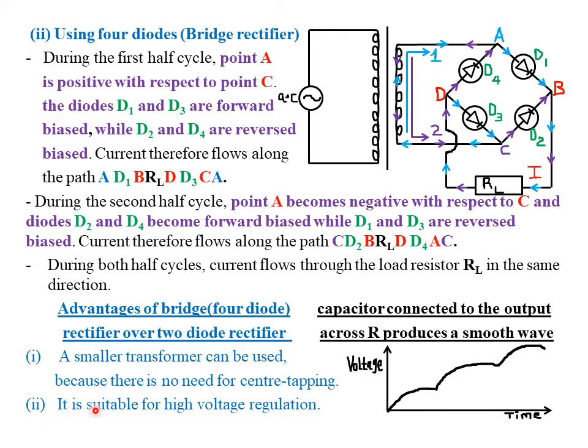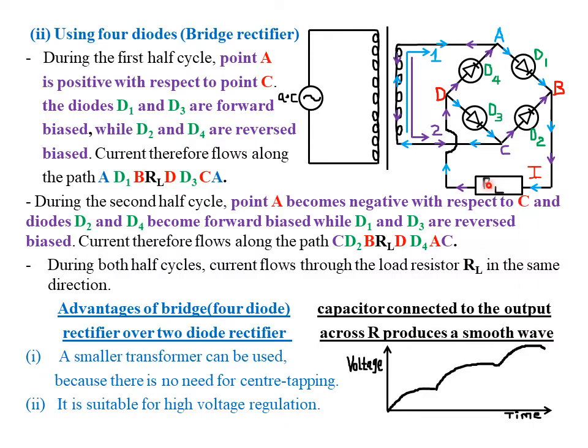Then the other advantage is that it is suitable for high voltage regulation. It can regulate very huge amounts of voltage because we are using a step down transformer in this particular case. So regardless of the large voltage from the alternating current source, it will be stepped down to smaller amounts of voltage. Then when a capacitor is connected to the output, that is across the RL, our load resistor, it produces a smooth wave.